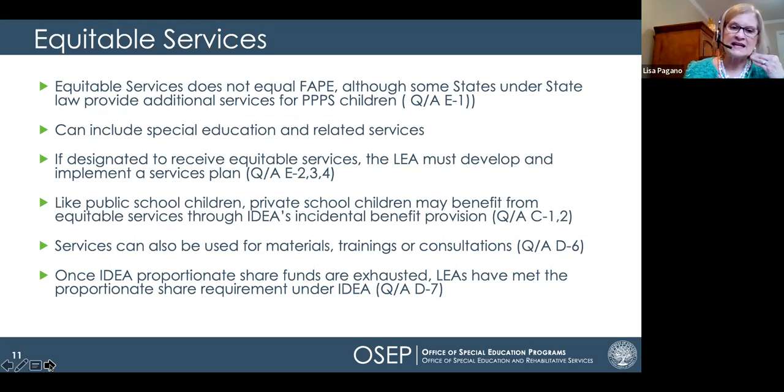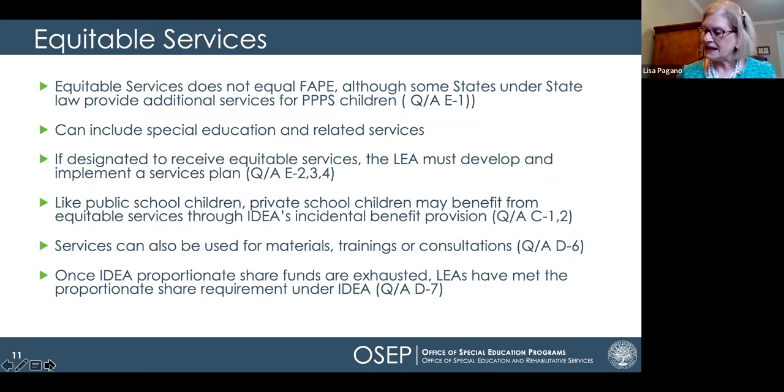Another example I wanted to share is that services can be special ed and related services directly provided to a child with a disability, but it can also be using those proportionate share of funds for things that may be more indirect: professional development, training, consulting with the teachers of the private school so they are better able to properly support and educate a child with a disability. It could be purchasing materials, but again, there are some very specific requirements about what those materials may be, because oftentimes we're talking about children attending religious schools. And of course, the public school is not going to purchase religiously affiliated materials. So you can take a look at the questions noted here on the slide for that.